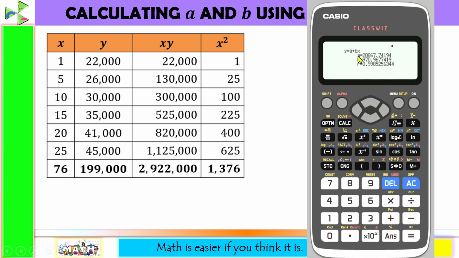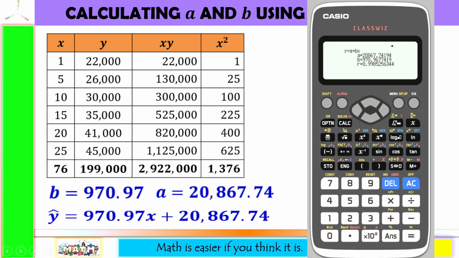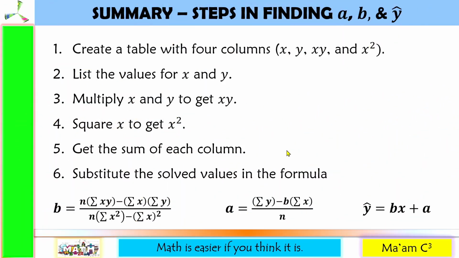There we have it. Our B is 970.97, exactly the same as our value earlier. And our A is 20,867.74, same value as we got earlier. Therefore, our y hat will be equal to 970.97x plus the y-intercept 20,867.74. For the summary, again, here are the steps in finding A, B, and the regression equation.